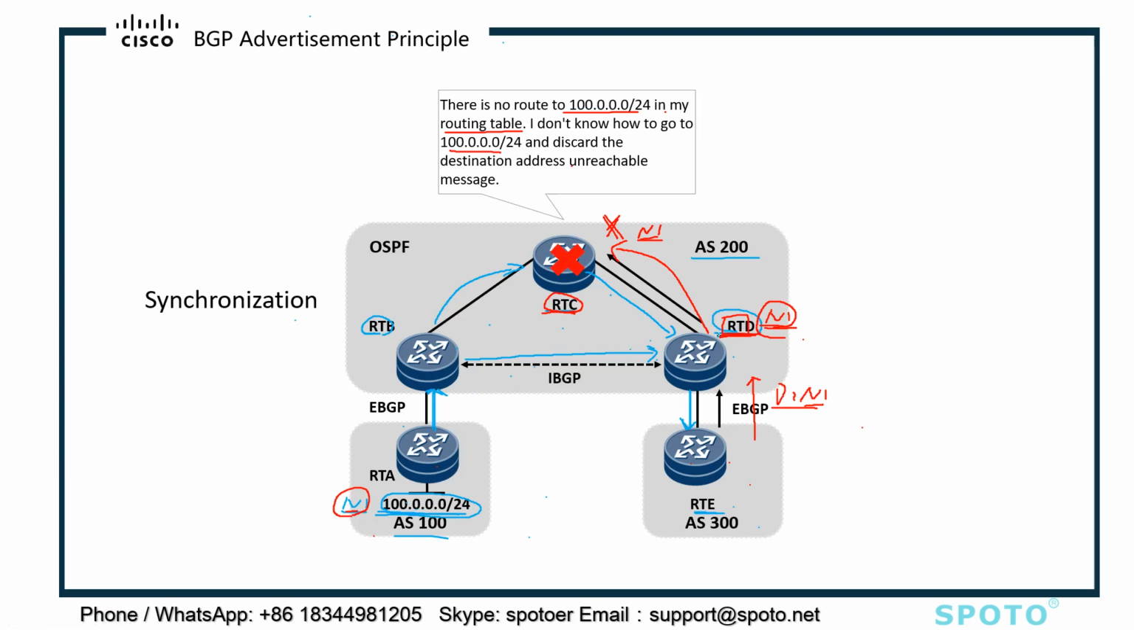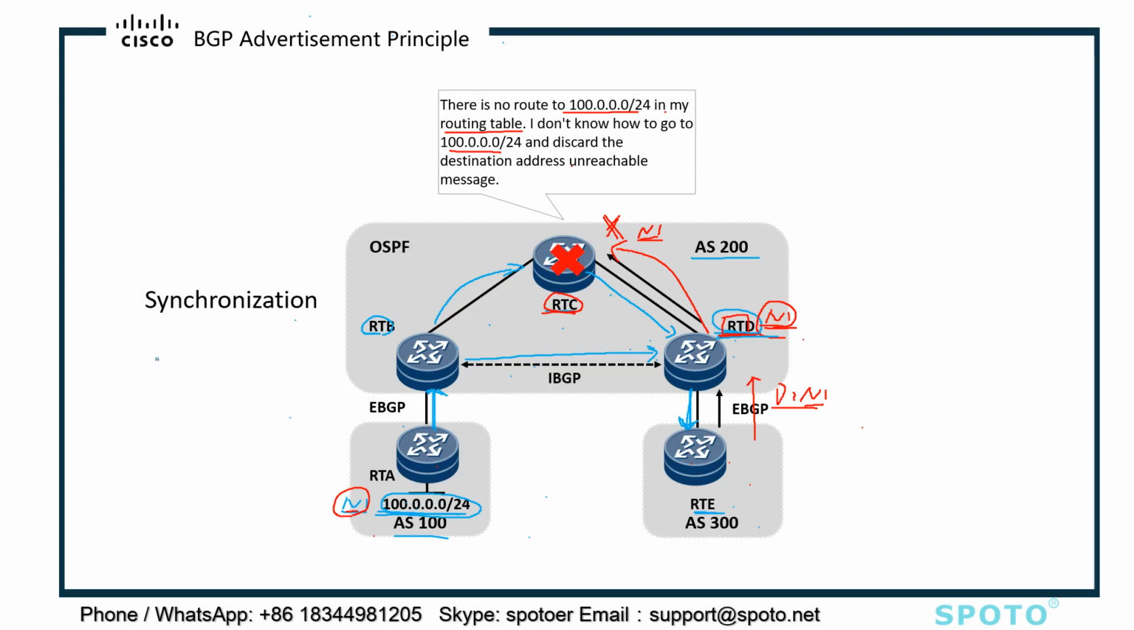RTD will first check this network segment, network 1, to see whether RTD can find it in the IGP protocol. If RTD can find it in the IGP protocol, RTD can send it to the IBGP neighbor. If RTD can't find the network information in the IGP protocol, RTD will not send it to RTE. So it's called synchronization.